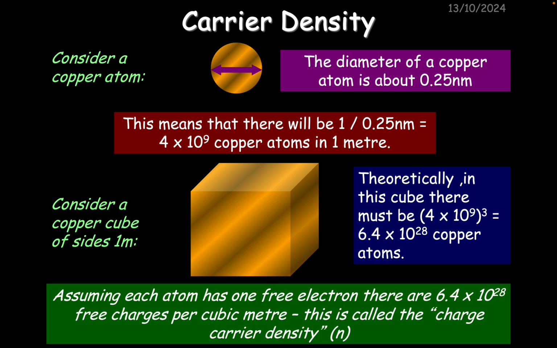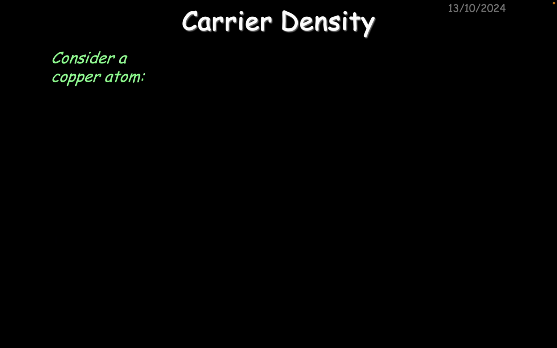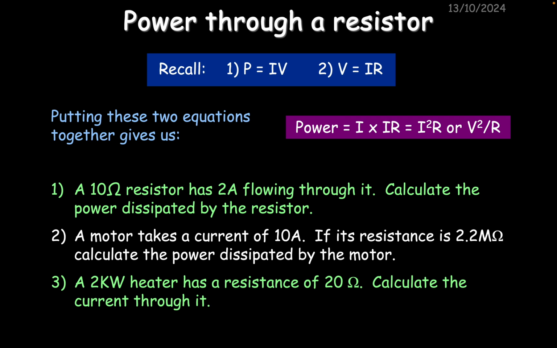And this is the beginning of A-level understanding of charge. So it's called the charge carrier density. The symbol for it is N, and you need to know how to use this equation. So I'm going to start another video with this at this point for A-level students only. Okay, for GCSE students, we're going to stop on power through resistors.